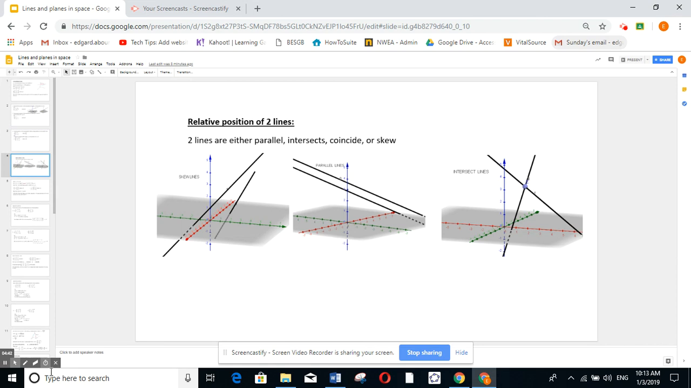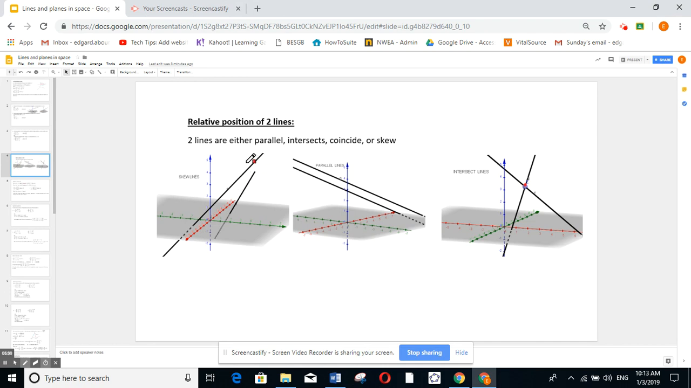Relative position of two lines. Either two lines are parallel, as you can see, or coincide, or meet in a point, or they are skew. What does it mean, skew? As you can see in this picture, the two lines are in three dimensions, they don't meet, no point of intersection.